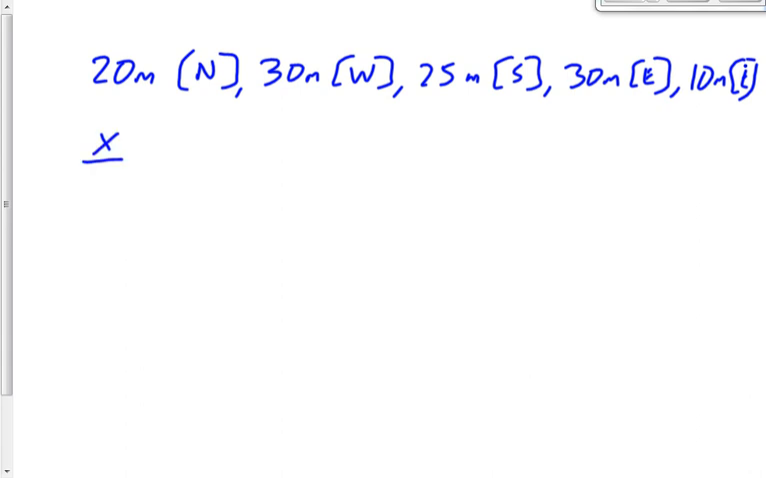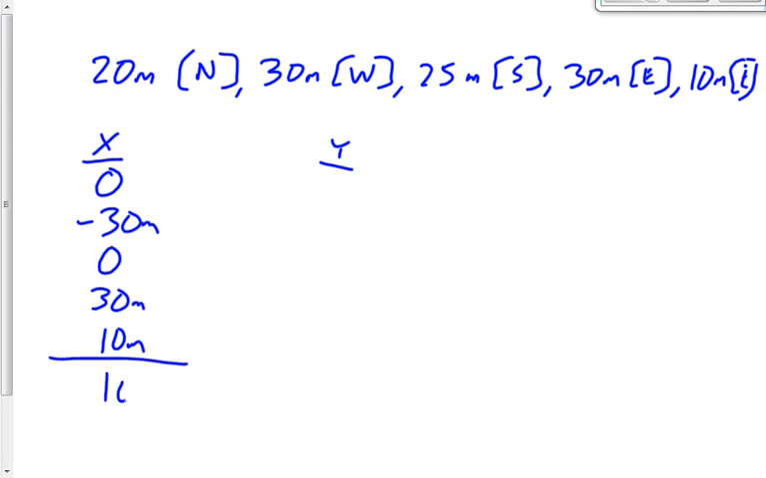Let's do our x's and y's. 20 meters north, how much of that is x? How much of 20 meters north is this way? None. How much of 30 meters west is this way? Negative 30. Negative, why, Rickard, why is it negative? Yeah, you're going in the opposite direction. Okay? 25 meters south would be 0. 30 meters east would be positive 30. 10 meters east would be positive 10.